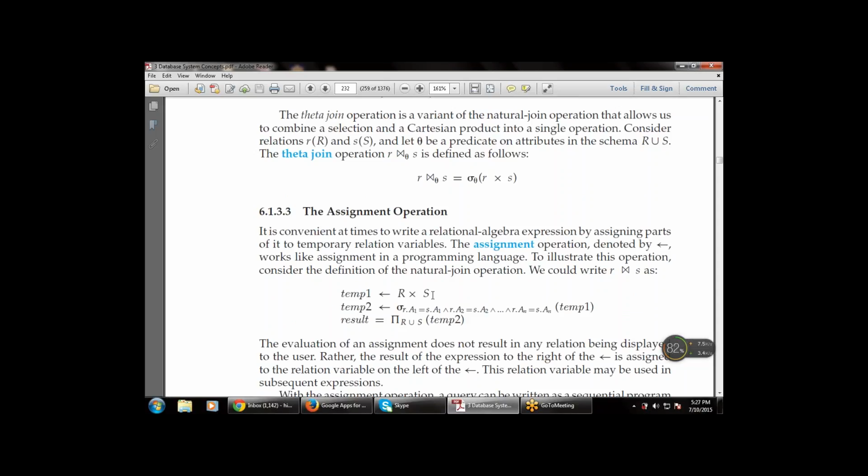In the same way, there is a selection operation, that is select R.A1 equals S.A1, R.A2 equals S.A2, and so on till the temp2 relation. All the expressions are combined together and stored in the temp2 relation. Then result equals pi R union S temp2.